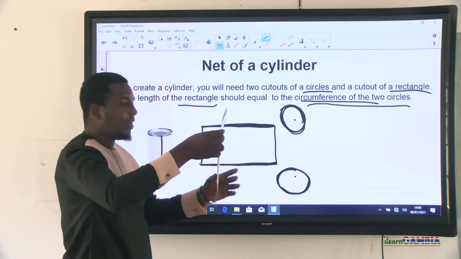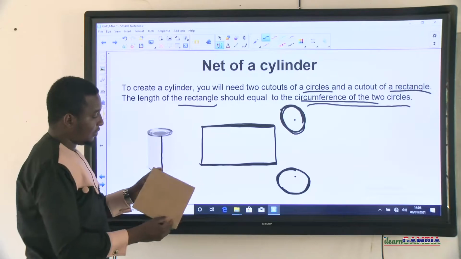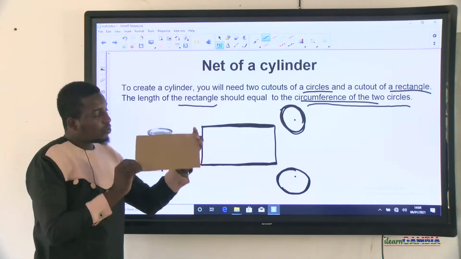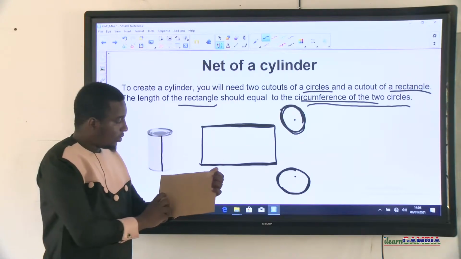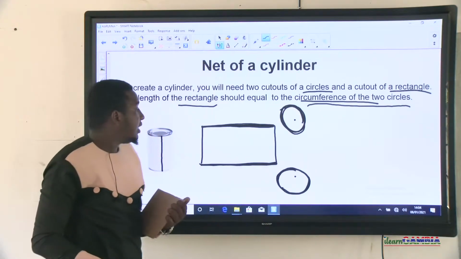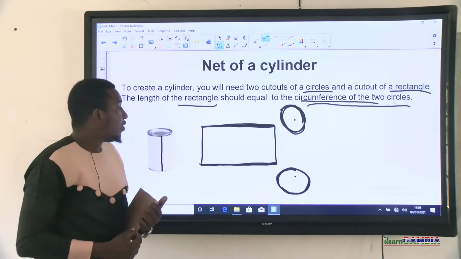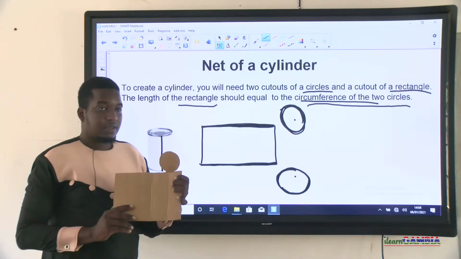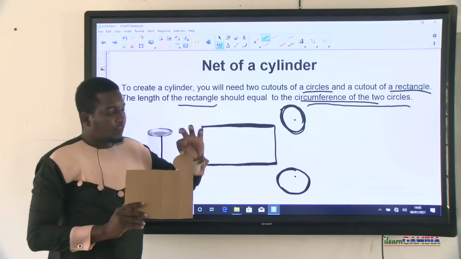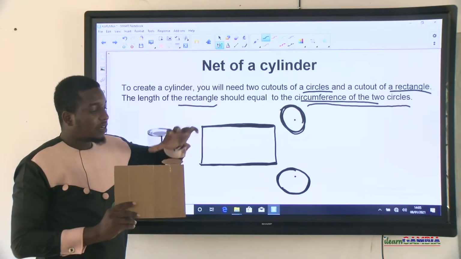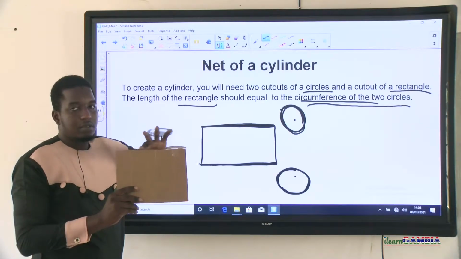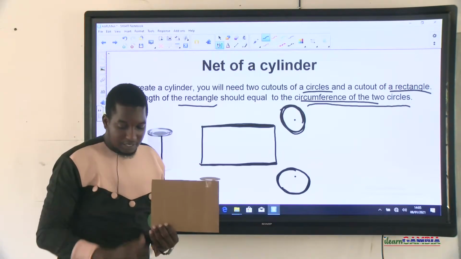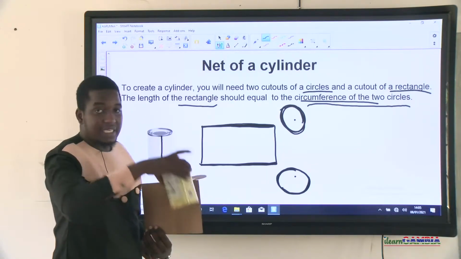We have an example here. This is the rectangle, and then we need two circles whose circumference, that is the distance around the circle, is equal to the length of the rectangle. Now we have this small circle, as you can see. The circumference of the circle is measured, and the circumference there is equal to the length of the rectangle. Now the width of the rectangle, that is this side, determines the height of the cylinder.